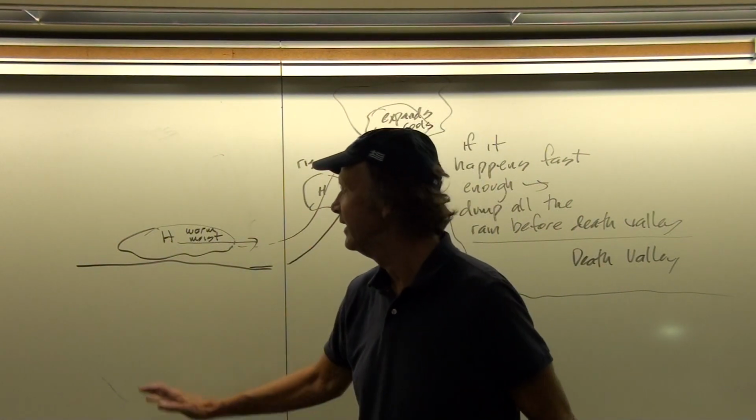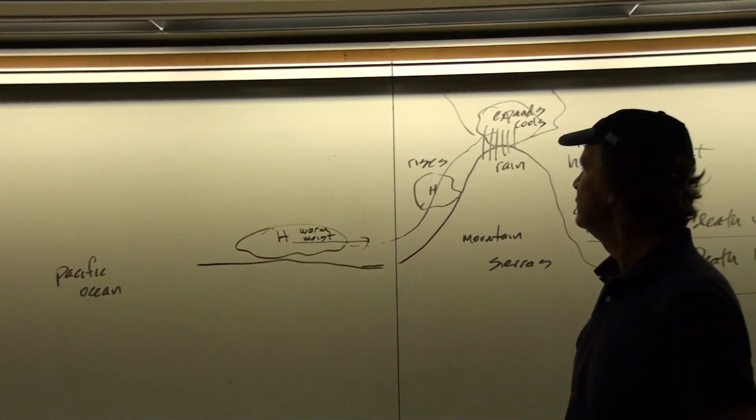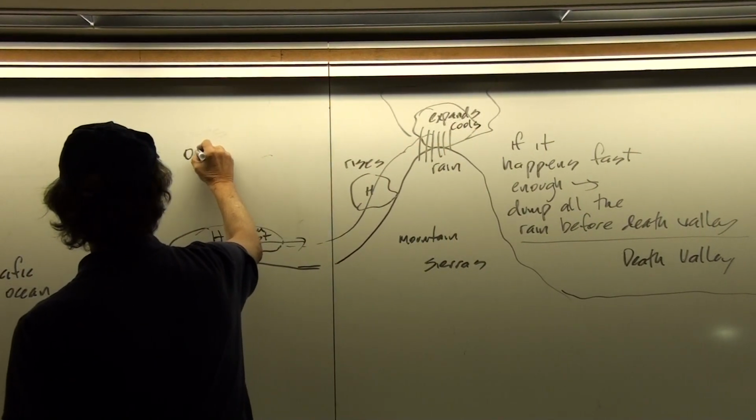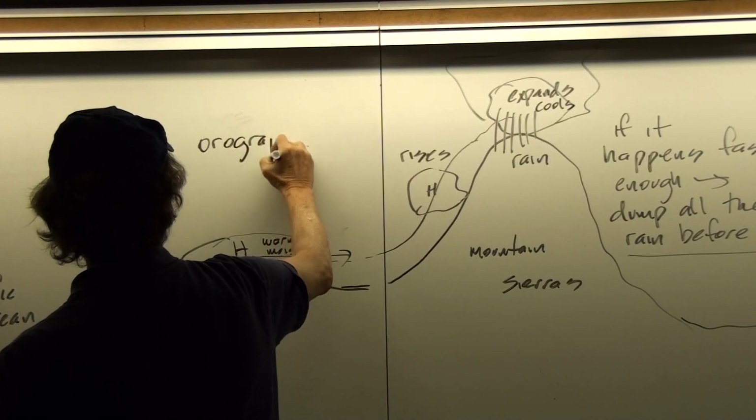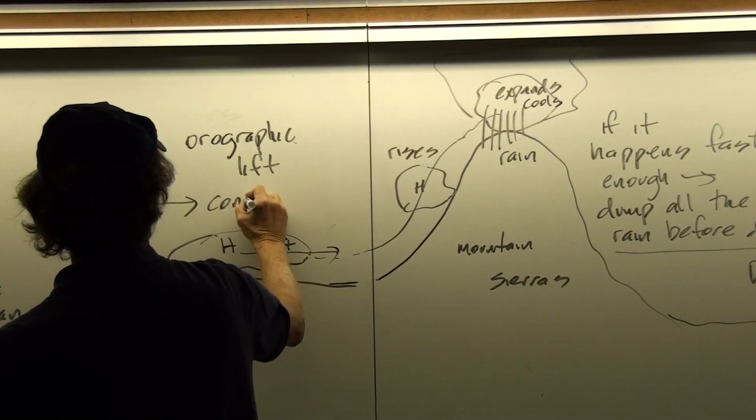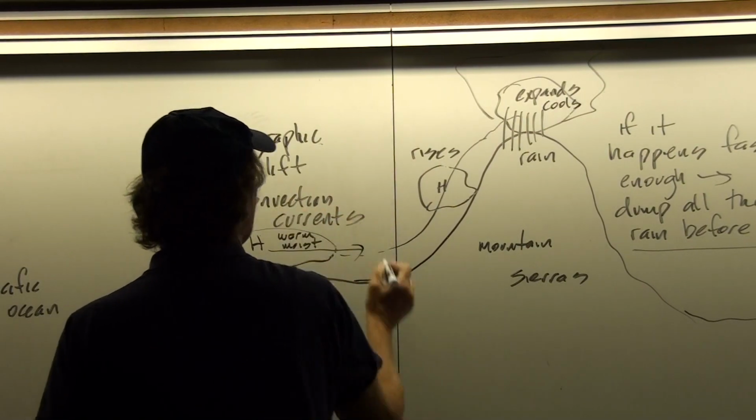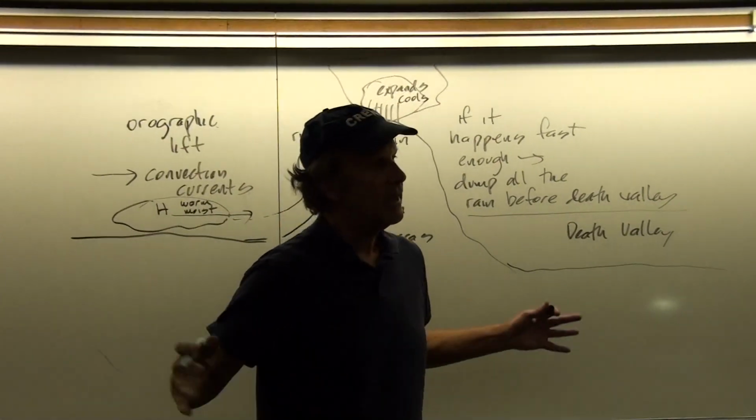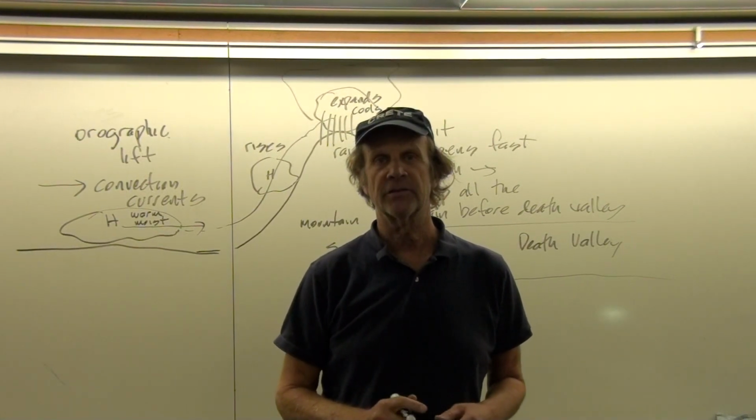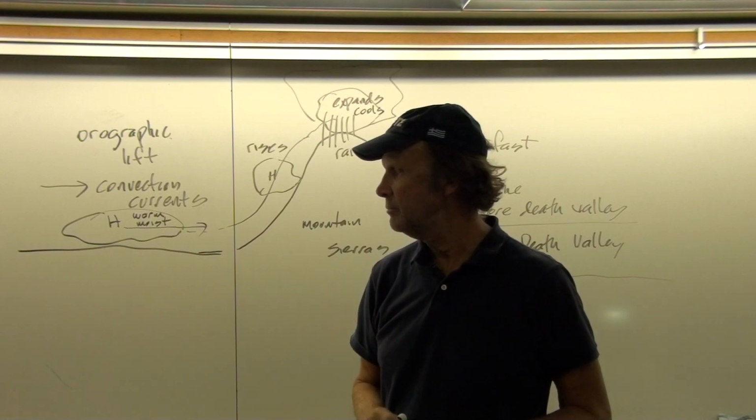And so that's an example of what happens when we have a very rapidly moving storm front that moves over a topographic rise. And sometimes that's called orographic lift. That is associated with convection currents again. And so we'll come back to some of these things as we get into other subjects that relate to them. But as an example of convection, I thought that these would be two good points to bring up.